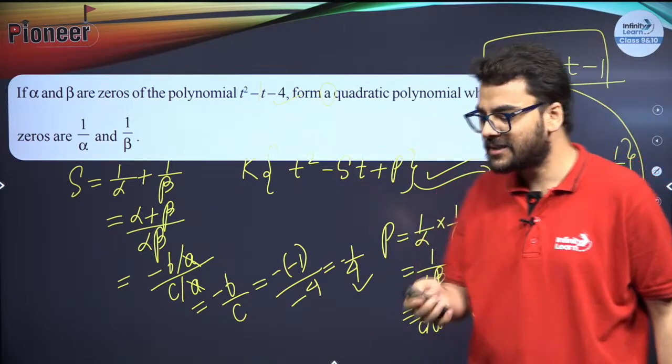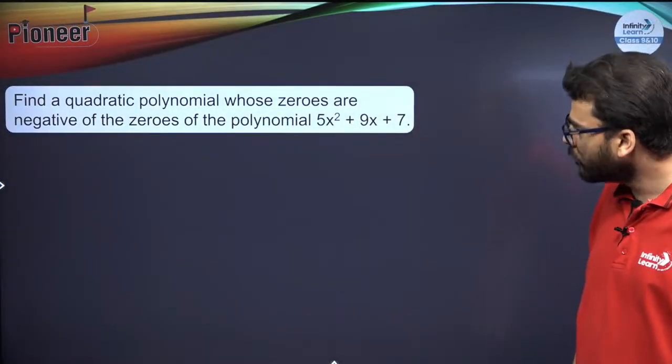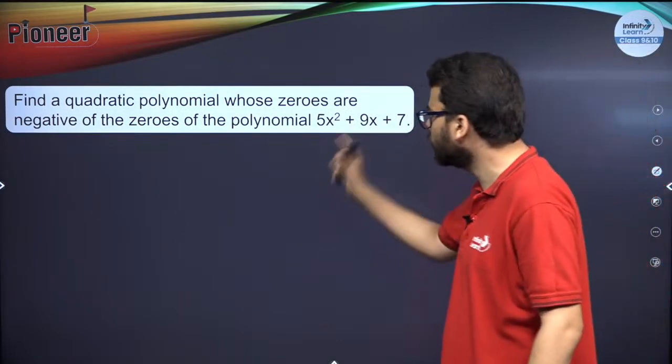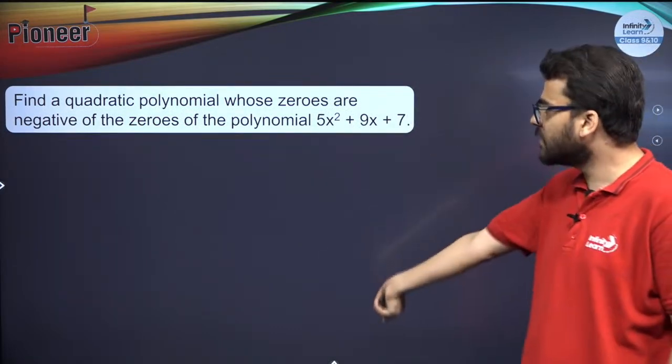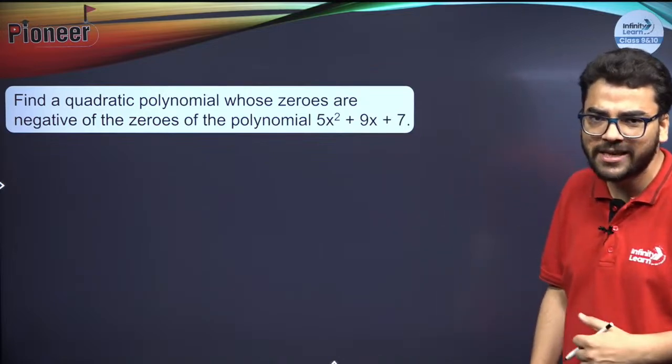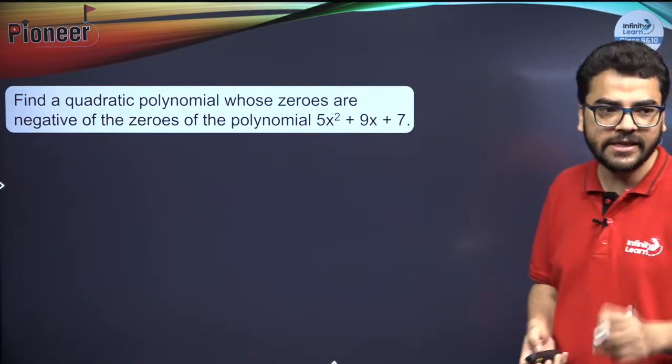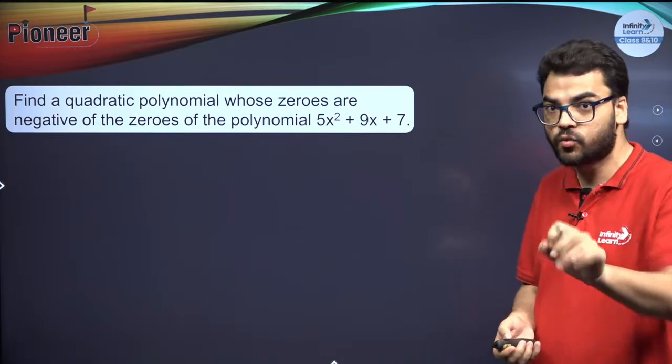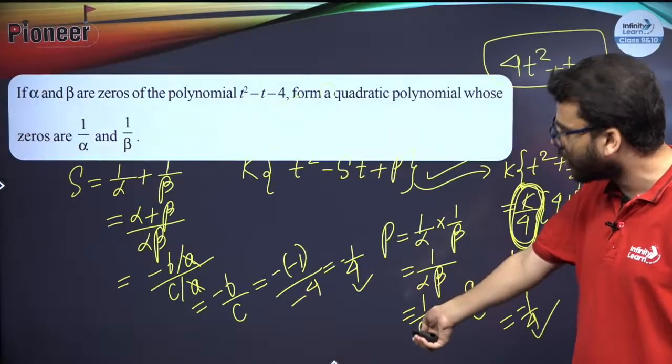Okay, so I hope that is clear. Let's try to do one more question. Find a quadratic polynomial whose zeros are negative of the zeros of this polynomial. So suppose I'm using that shortcut method, but obviously you don't have to use the shortcut method in your school examinations. You have to do the long method only.